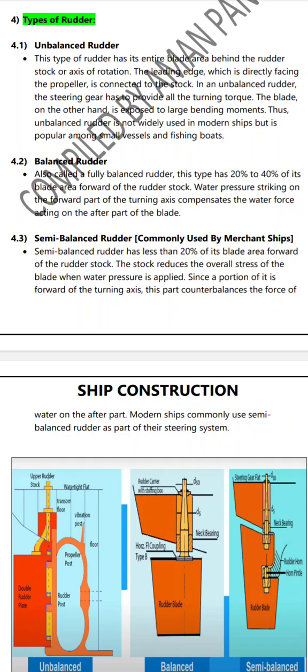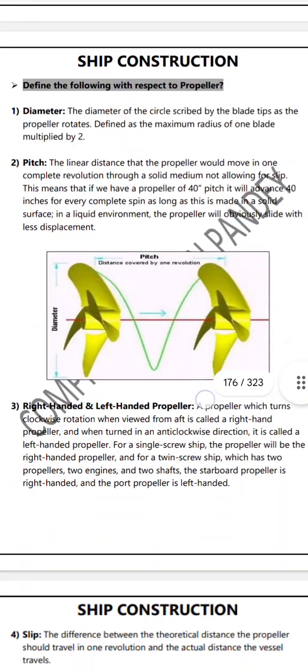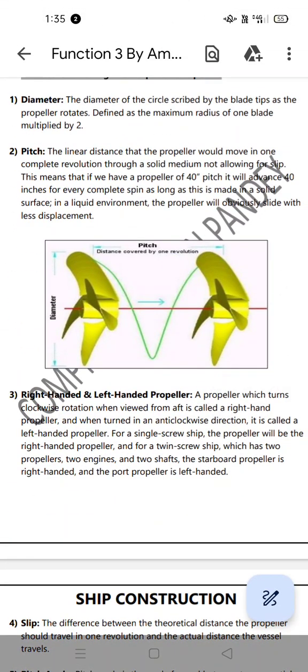Now semi-balanced: about 20% of its blade is forward of the stock. Okay, no issue. Now, diameter is basically the area created by the tip of the propeller as the propeller rotates.